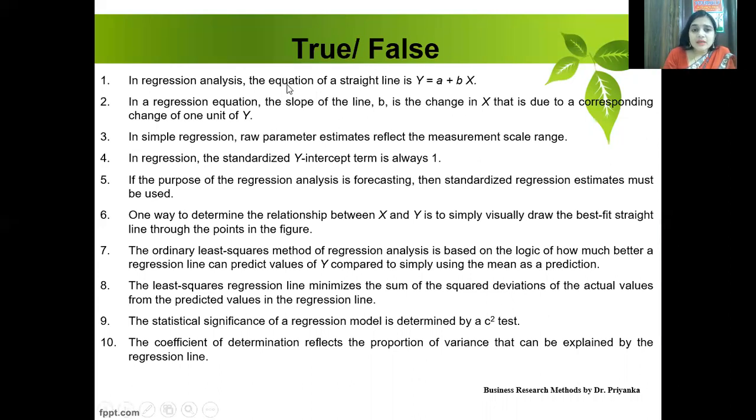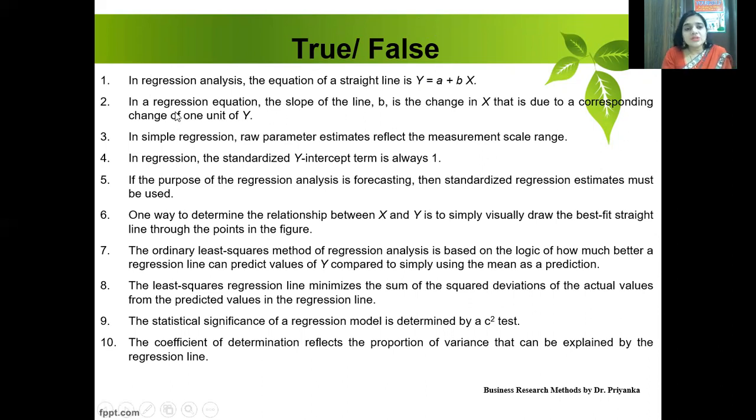Number one, in regression analysis, the equation of a straight line is y is equal to a plus bx. Yes, we have done it numerous times till now. You can remember it. It's easy to remember because we have discussed it again and again so many times. It is true.